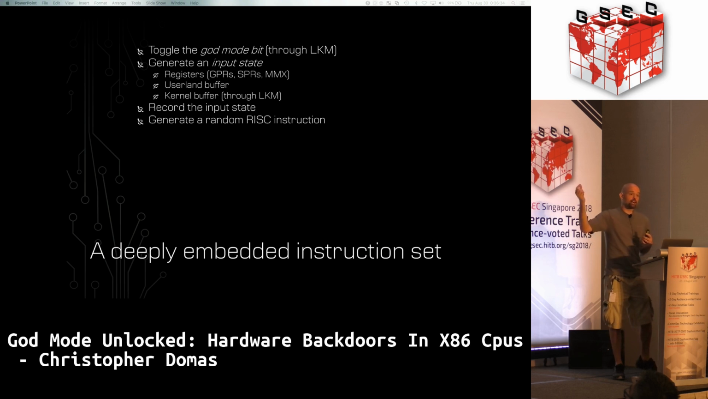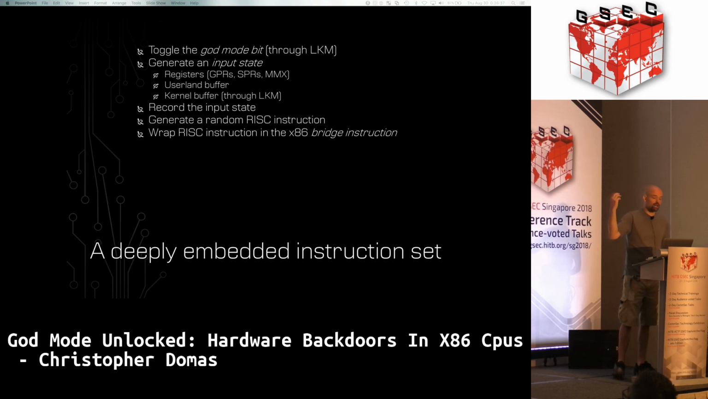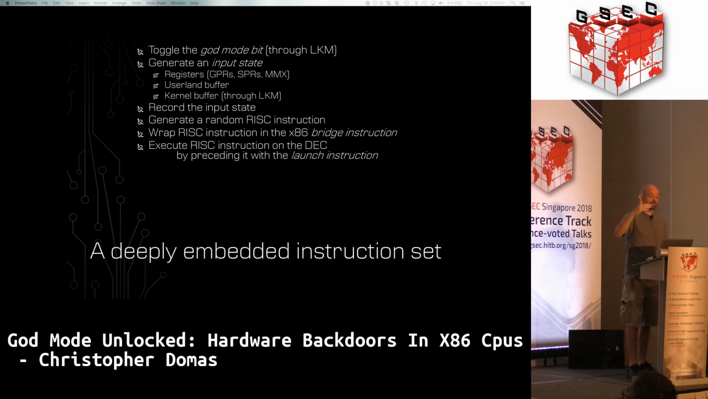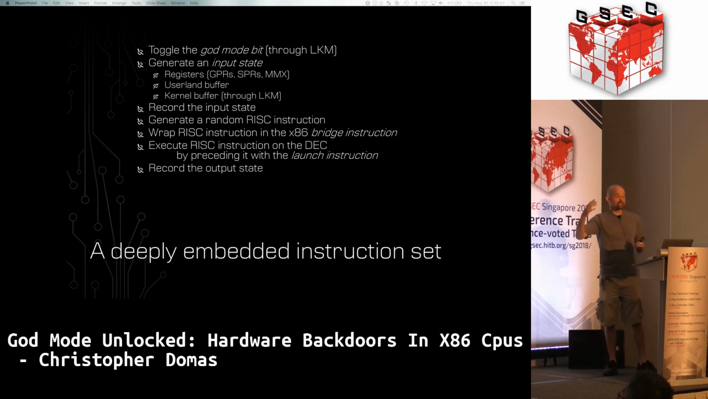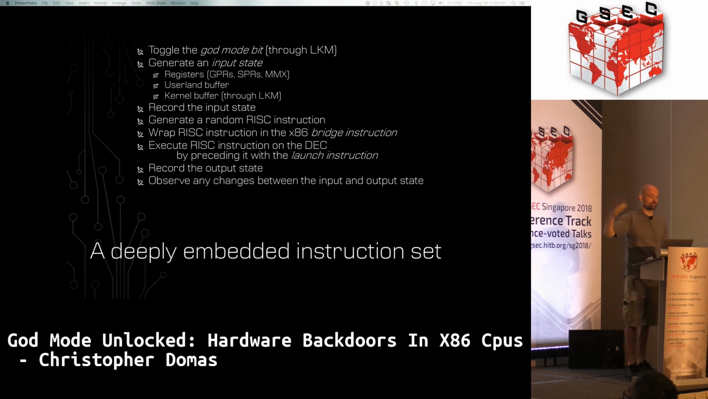Then I'm going to generate a random RISC instruction. I'm going to wrap that RISC instruction in the x86 bridge instruction, and then I'm going to execute the RISC instruction on the deeply embedded core by preceding it with the launch instruction. That should execute the RISC instruction, at which point I'll record my new processor state. I'll record the state of all those registers, the buffers, everything else that I had originally set up. And then I'm going to look through for differences in the processor state.